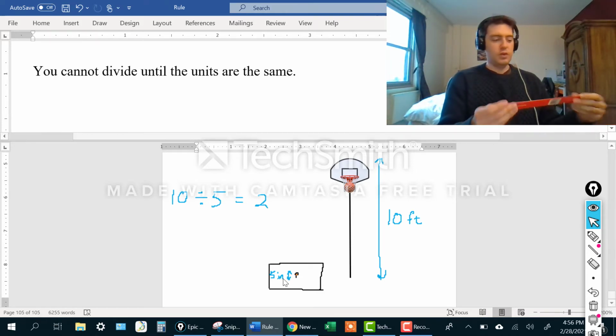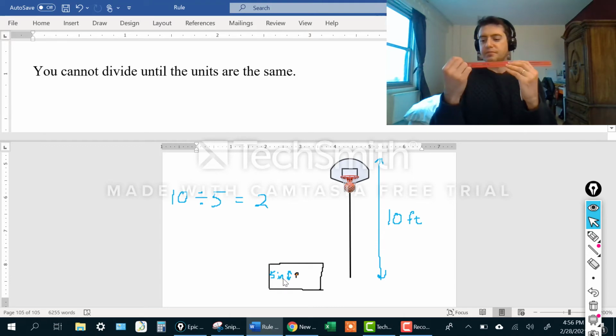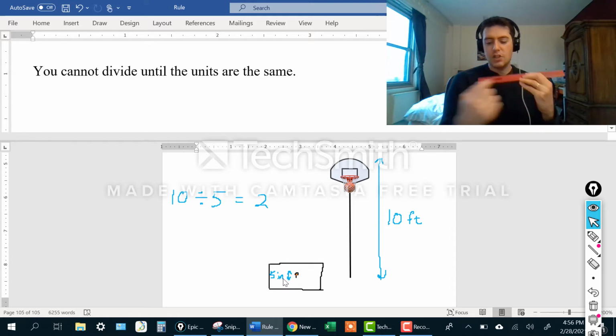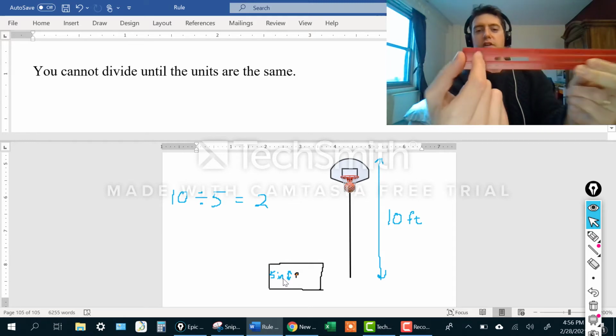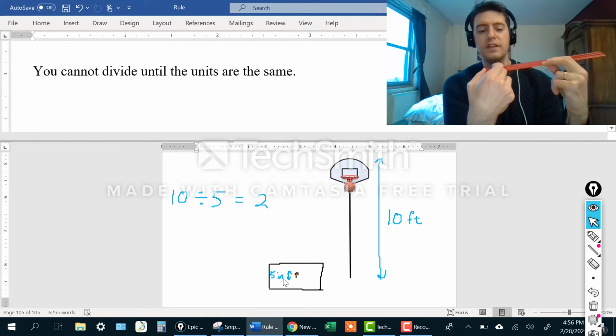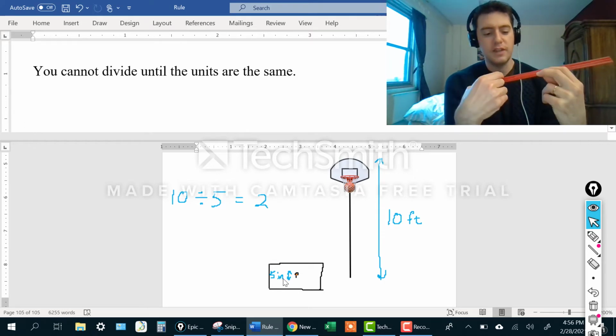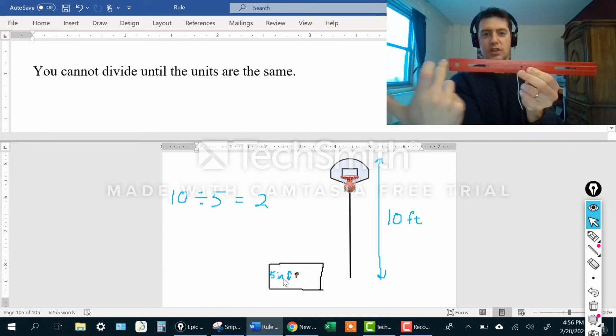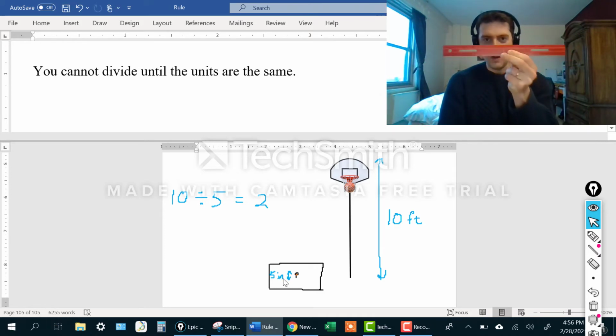The length of a ruler, I have a ruler over here. The length of a ruler is 12 inches, right? So I don't know if you can see it over here. This is 1 inch, and then this would be 2 inches, and this would be 3 inches, and so on. And it takes 12 inches to make 1 foot.